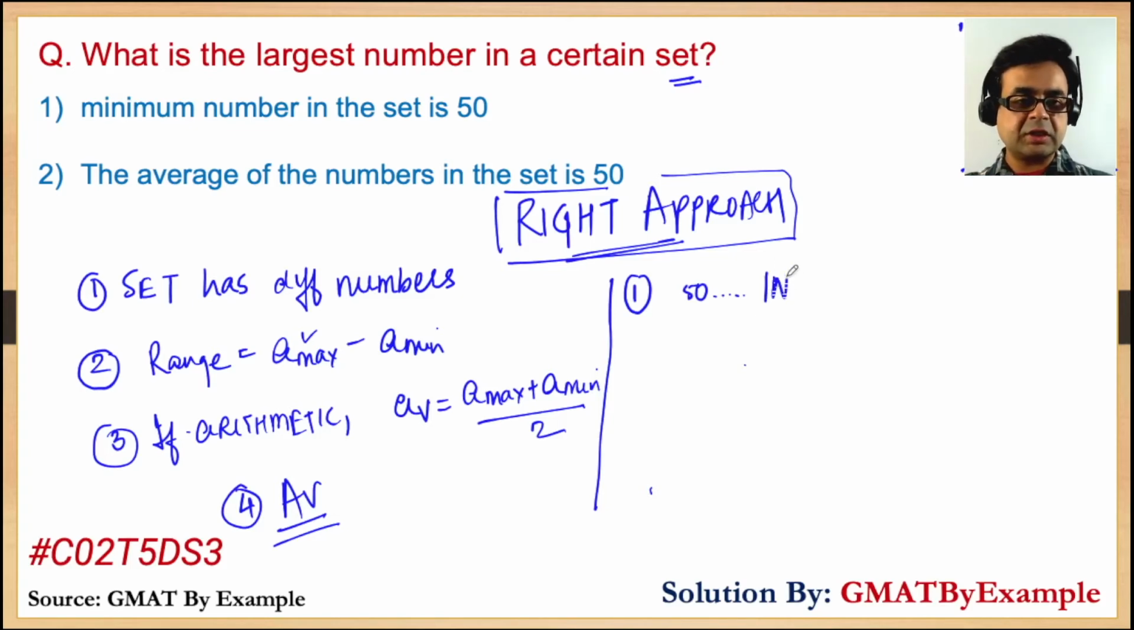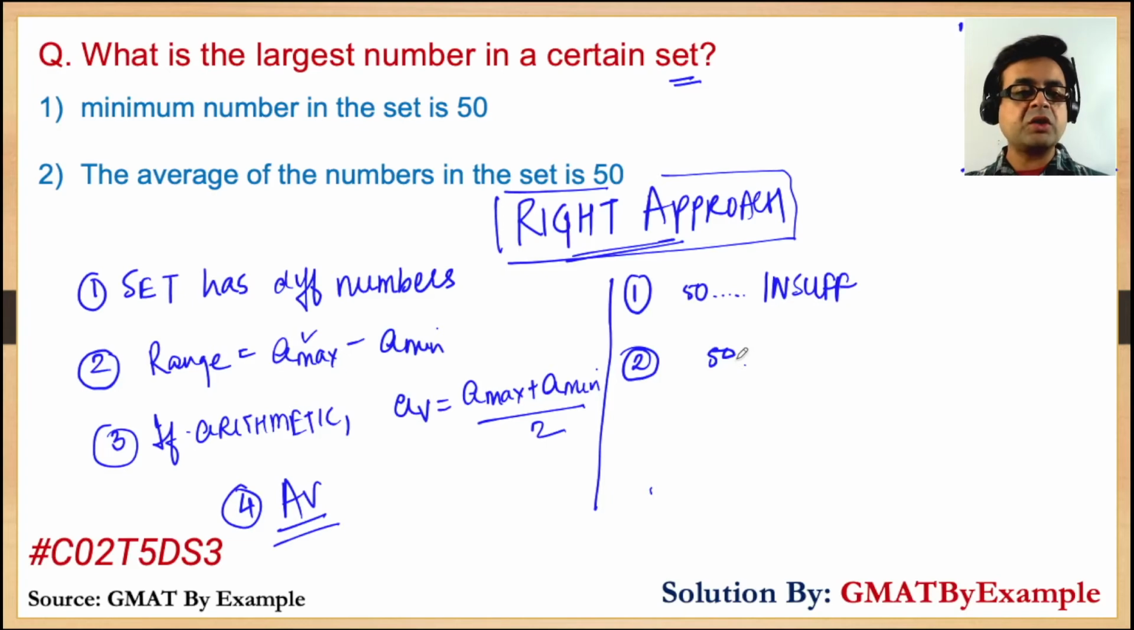So this is clearly insufficient. In statement 2, you are given the average of the set is 50. There is something you need to notice: in statement 1 you were given the minimum as 50. Now you are being given the average as 50. So that may have some significance when we go into combining 1 and 2.